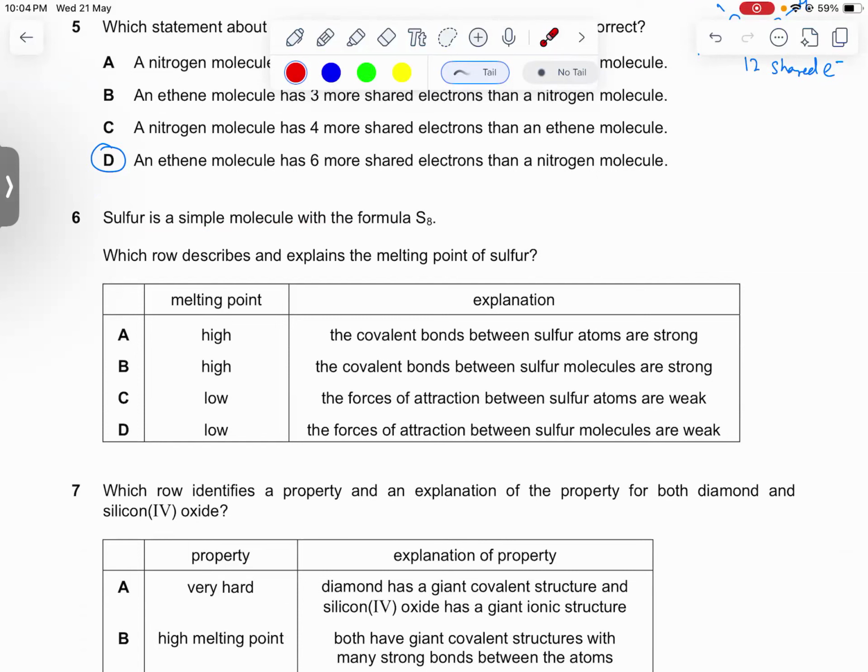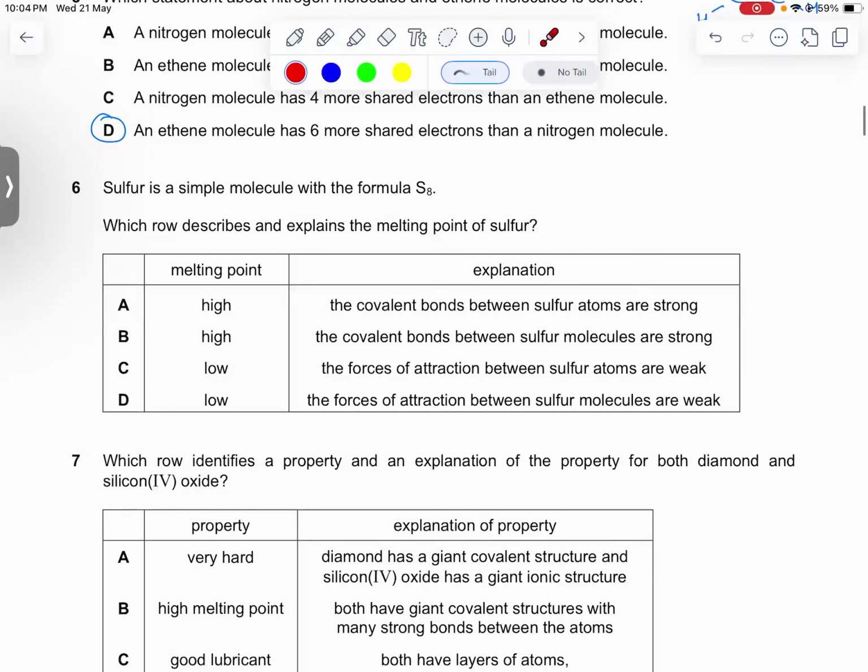Sulfur is a simple molecule with a formula S8. Which row describes and explains the melting point of sulfur? All right. So which row describes the melting point of sulfur? Well, melting point of sulfur S8 is not high. S8 is a simple molecule, right? It is a simple molecule, so the melting point is not high. And why is the melting point not high? They're asking. So the answer is either C or D, meaning low.